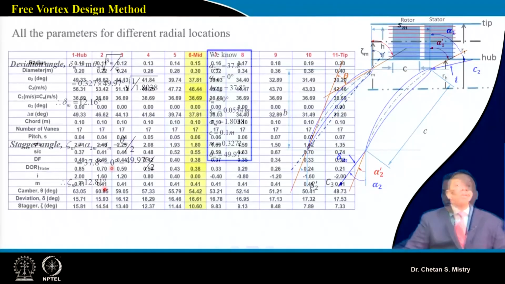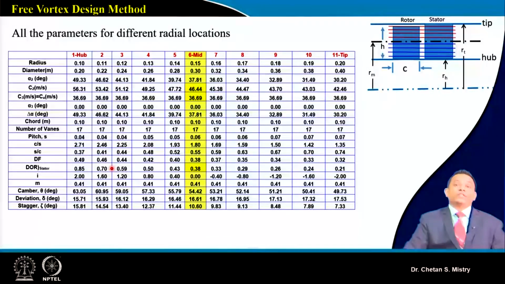Okay. Now, we have done our calculation at the mid station. We already know our 11 stations, in line with what we have done for the rotor. So, these are our 11 stations. At all 11 stations we can do our calculation for alpha 2, C2, C3, alpha 3, delta alpha. We can also calculate the diffusion factor and degree of reaction at all the stations.